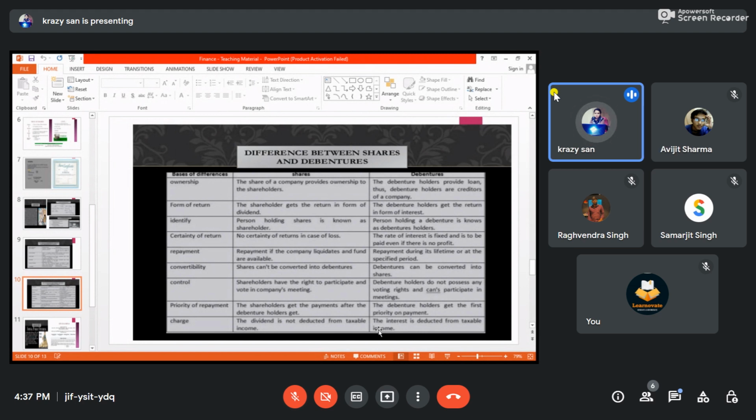Shareholders get the payments after the debenture holder gets. And also, after the debenture holders, preference shareholders get paid, and only then do equity shareholders get it. Debenture holders get the first priority on payment. The dividend is not deducted from taxable income, whereas the interest is deductible from taxable income.